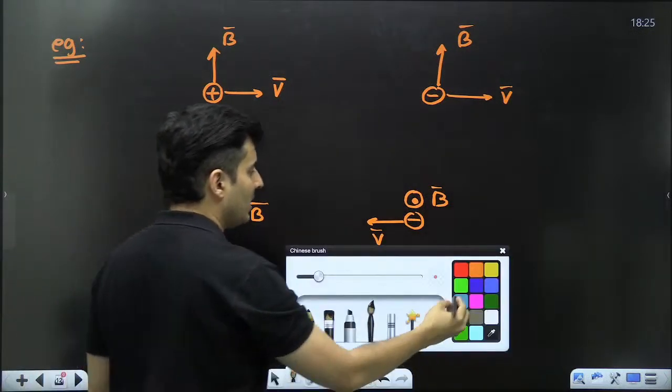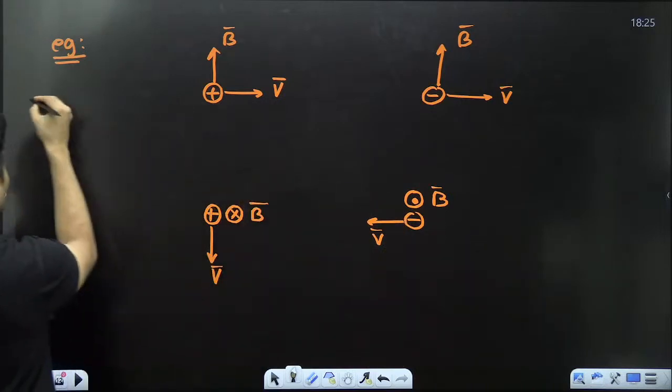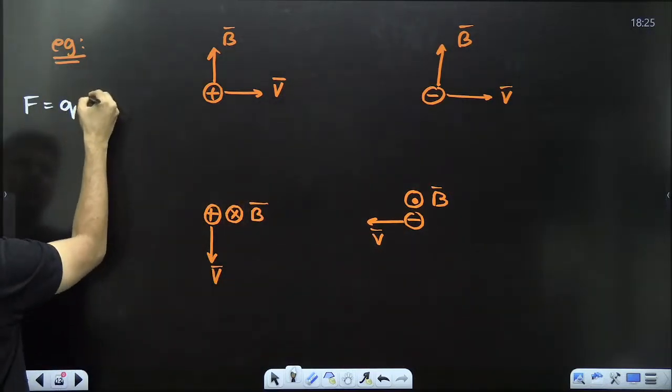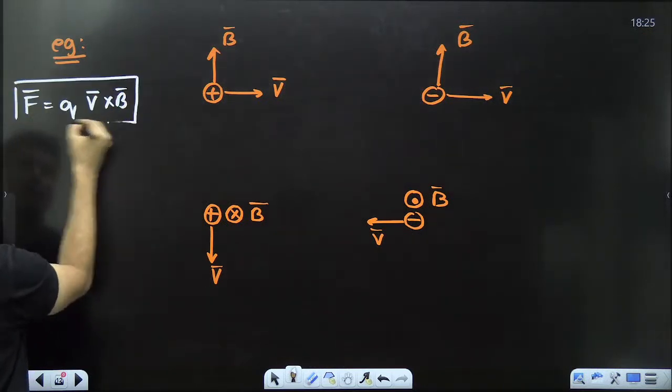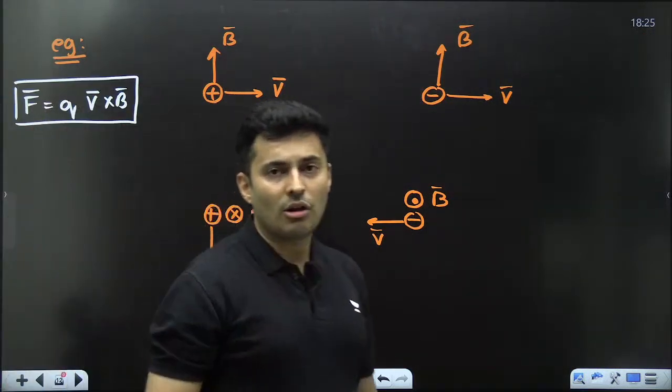Every time, the same equation I'm going to use, and the equation which I'm going to use is F equal to Q into V cross B. This is the standard equation which I will have to use. Let's do the cross product.